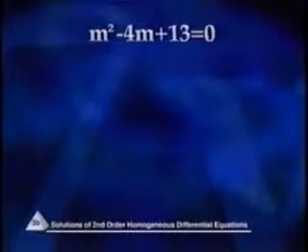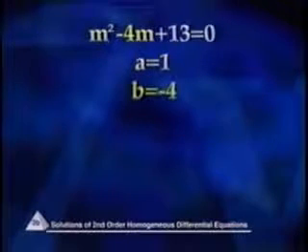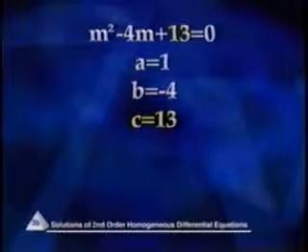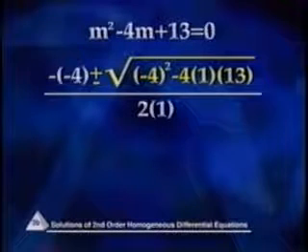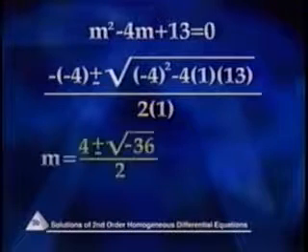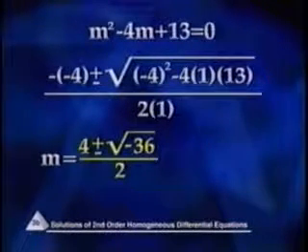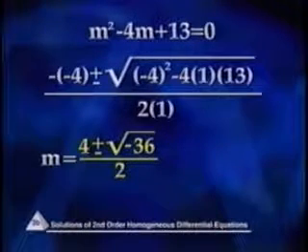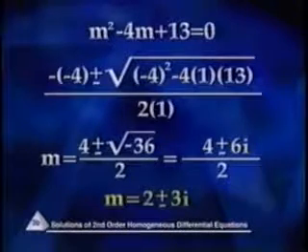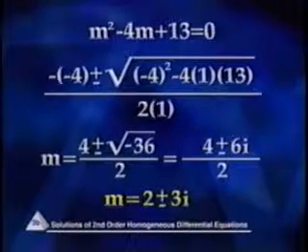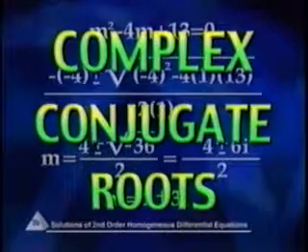For the purposes of the quadratic formula, a equals 1, b equals -4, and c equals 13. Plugging this into the old formula, we get m equals minus -4 plus or minus the square root of -4 squared minus 4 times 1 times 13 all over 2 times 1. This simplifies to 4 plus or minus the square root of -36 all over 2. The square root of -36 is 6i. Now dividing by 2, we get roots of 2 plus or minus 3i. And those are complex conjugate roots, if you ask me.